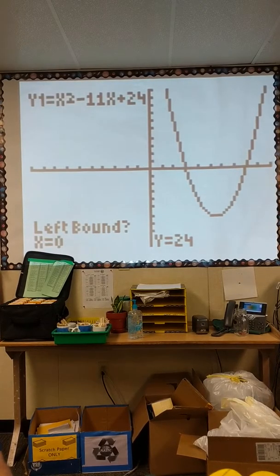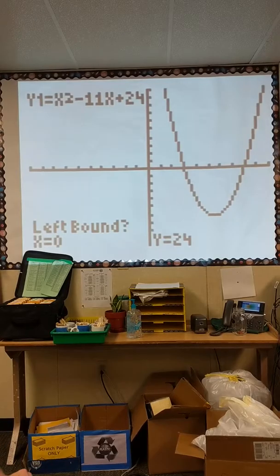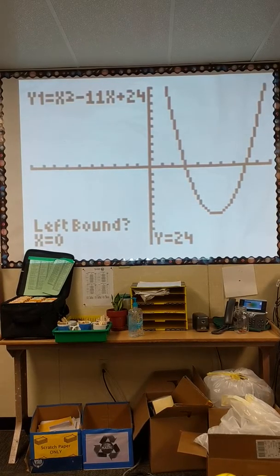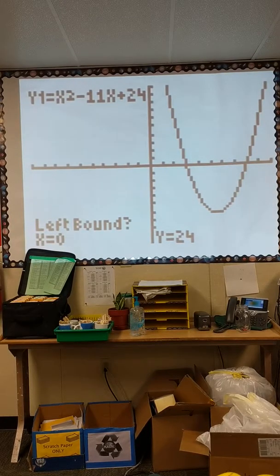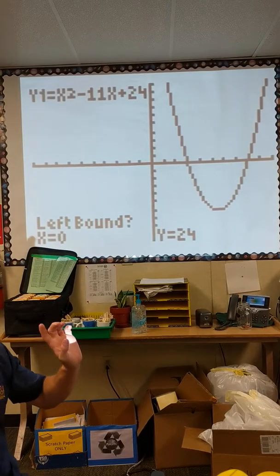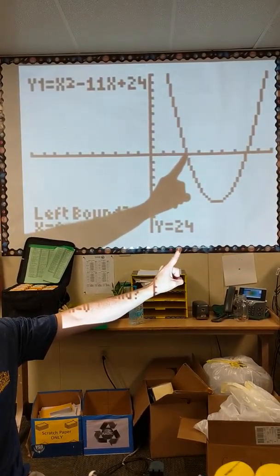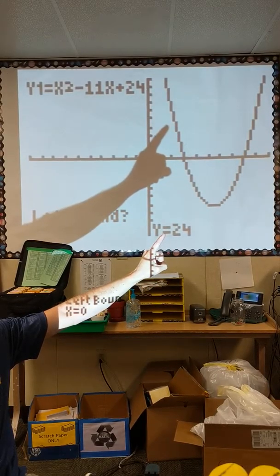Here's where it gets a little tricky. Your calculator can't do what you can do. Your calculator has to take guesses. So right now it's asking you a question. It's asking you for the left bound. Basically it's asking you to pick an x-intercept and tell it how far left it should look to find that x-intercept.